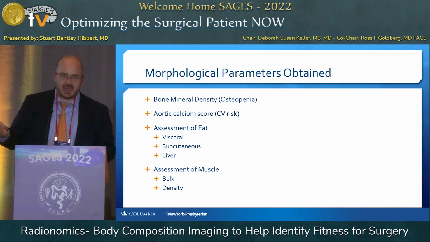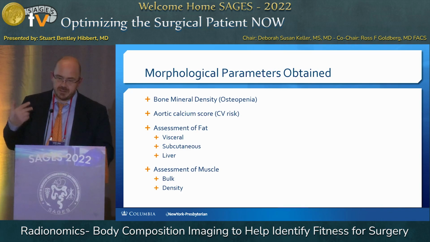We can do aortic calcium score, and it is a better predictor of cardiovascular risk than other clinical criteria. And we can assess fat. We can assess visceral fat, subcutaneous fat, liver fat. We can also assess muscle, how much muscle the individual has, and more importantly, what is the density of that muscle.